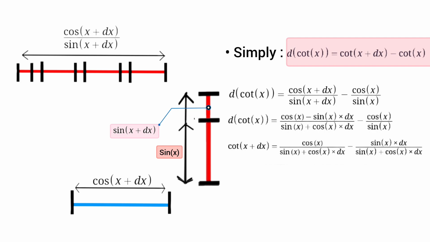This is because the change in length happens in both the numerator and the denominator of the cot function. To see the geometrical meaning more clearly, we can split the numerator of the equation. The first term represents the change in the cot function due to the change in only the denominator value, which is the change in the sine function. The second term represents the change due to the change in the cosine function.